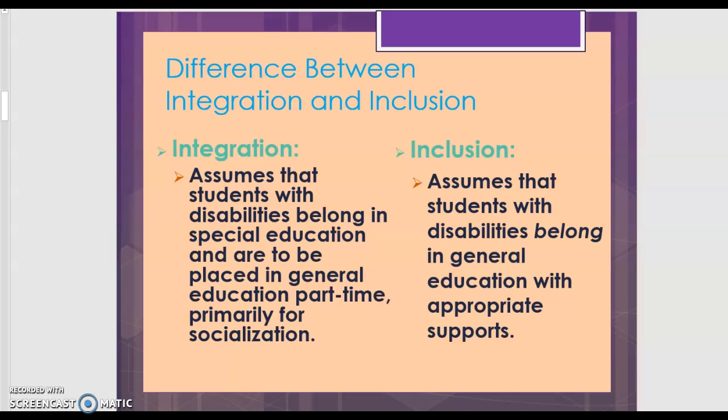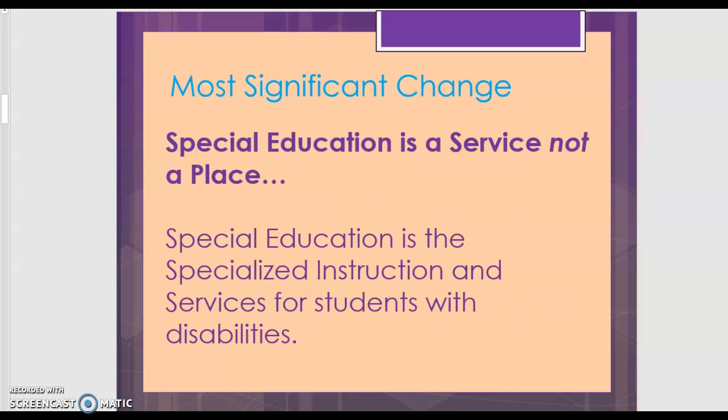Okay, so now inclusion assumes that students with disabilities belong in gen ed classrooms with appropriate supports, right? We're not just going to throw these students into gen ed classrooms with teachers and say, here you go, ahead and teach these children. So one of the things I really want you to remember throughout this course is that special education is a service. It's not a place, right? We're not just going to say, oh, we're going to throw that child into special education down the hall. It's specialized instruction and services for students with disabilities. And that's a big change. Back in the day, again, special education was thought of as a place. And now we want to think of it as specialized instruction, services, supports for students with disabilities.